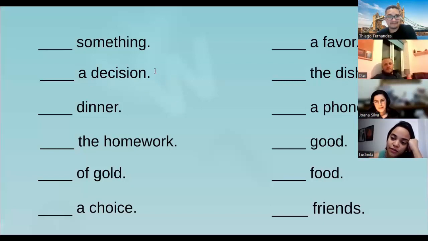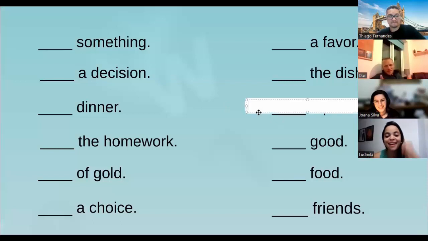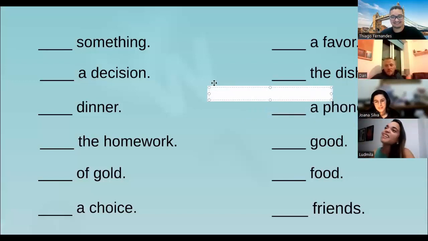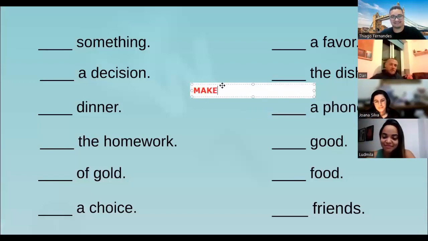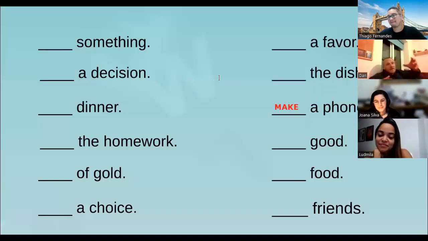Do a phone call. Make a phone call. Victor? Ludmila, what do you think? Which sounds better? Make a call. I'm just going to go make a call because you have to press some numbers, you have to hold the phone. So this is all making the process of a call. You're making a call. Next, good.